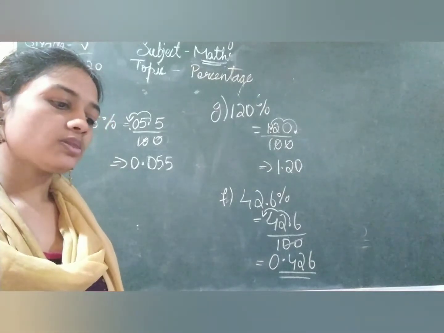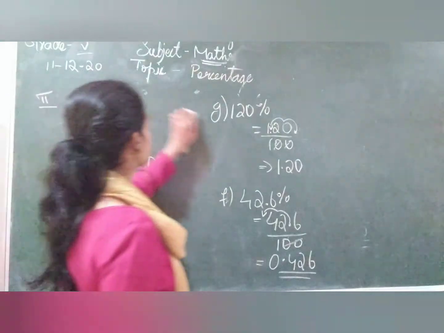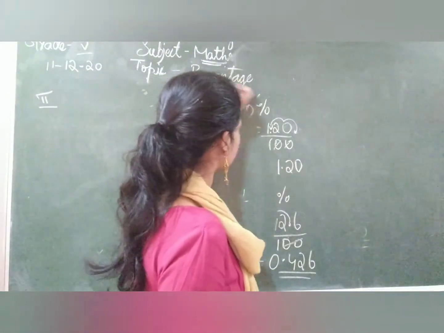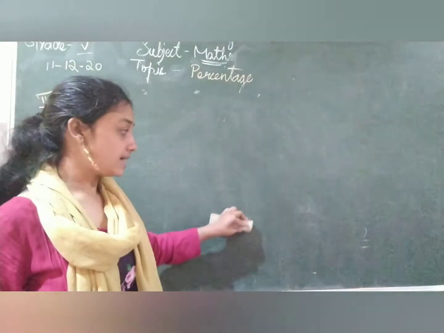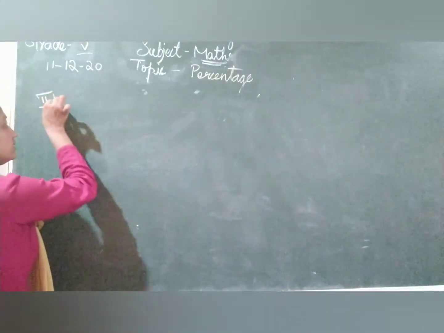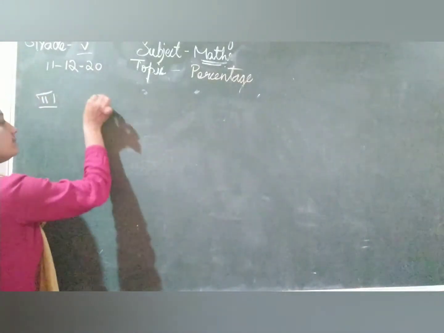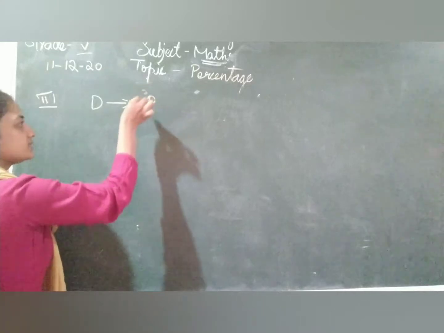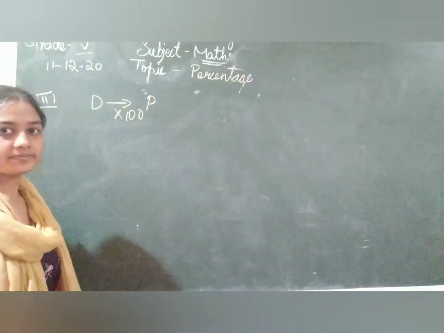Now convert the following decimal into percentage. Children, I am doing only half of the sums in each mean. The other half sums are for you to practice. So third mean, I am converting it to decimal. From decimal I am converting into percentage. So I should multiply the numbers with 100.